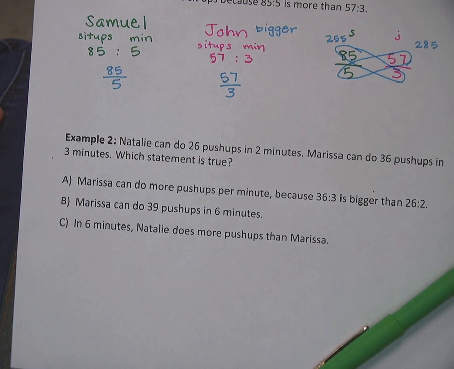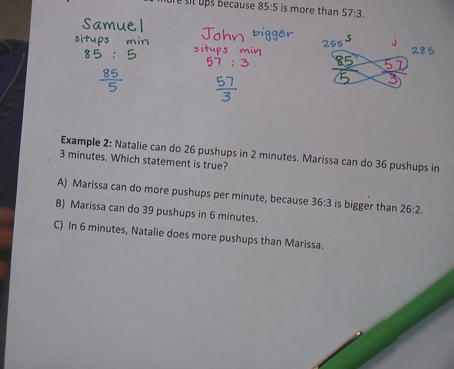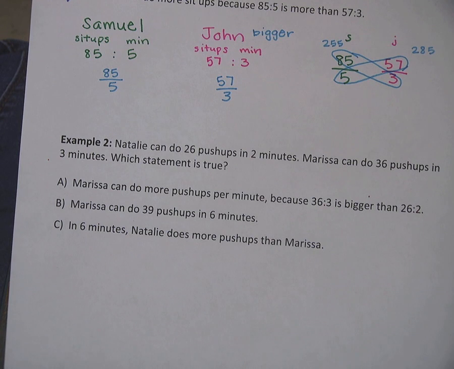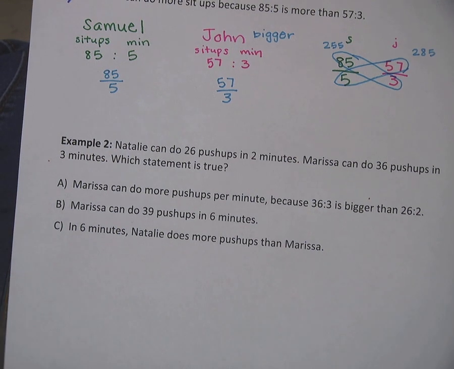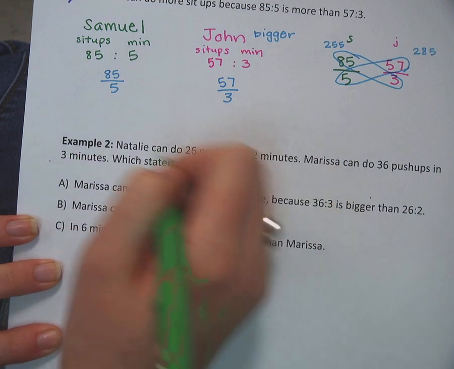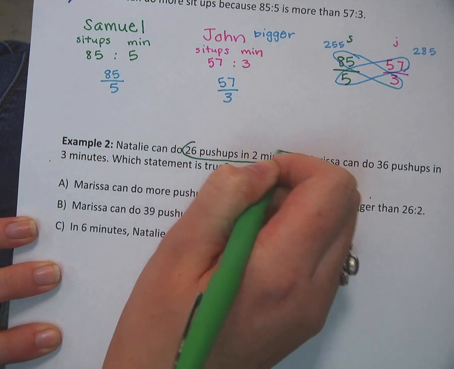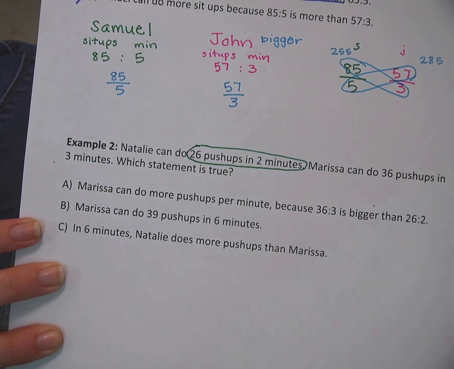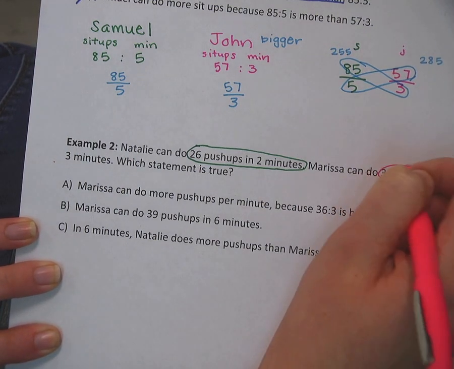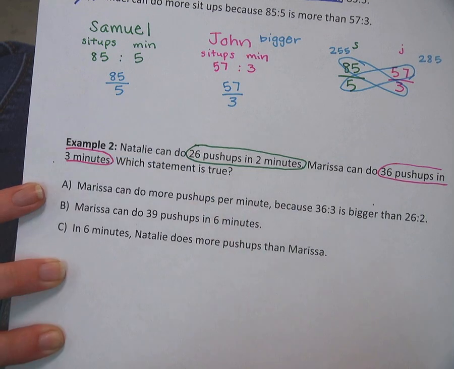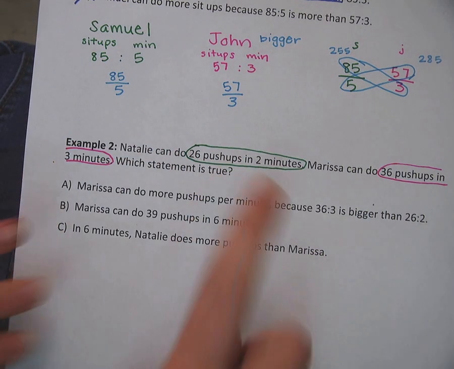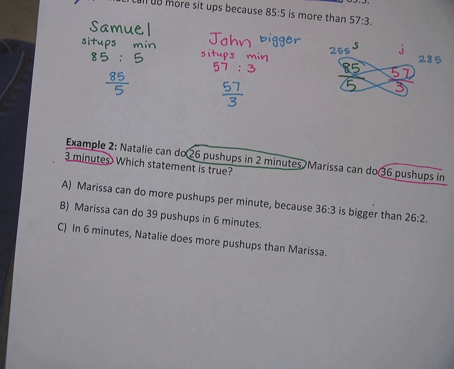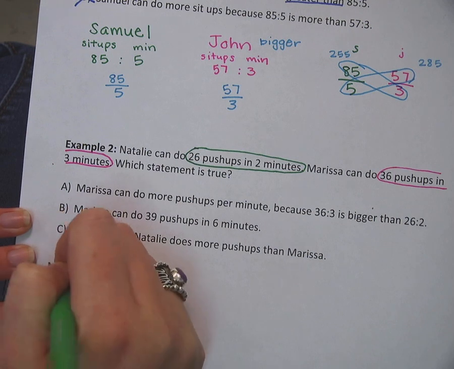All right, let's look at example number 2. So example number 2, Natalie can do 26 push-ups in 2 minutes. Marissa can do 36 push-ups in 3 minutes. Which statement is true? So again, I'm going to write it down here to make it a little bit nicer to read. So I have Natalie can do 26 push-ups in 2 minutes. Okay. Marissa can do 36 push-ups in 3 minutes. So when it says which statement is true, we can write out our ratios so we can easily compare those two things. So I'm going to do Natalie, just like we did before.